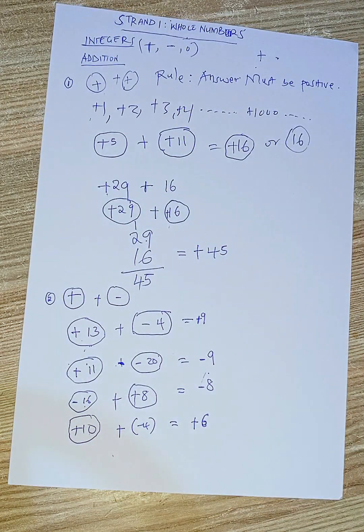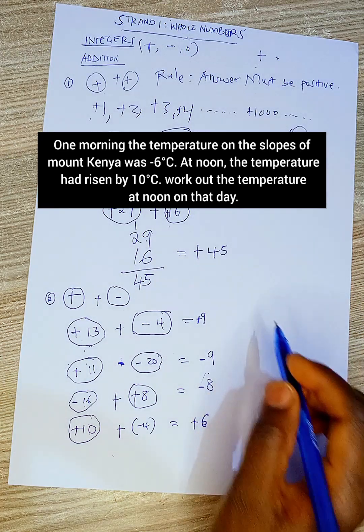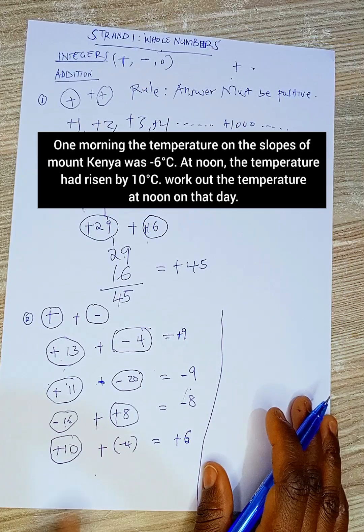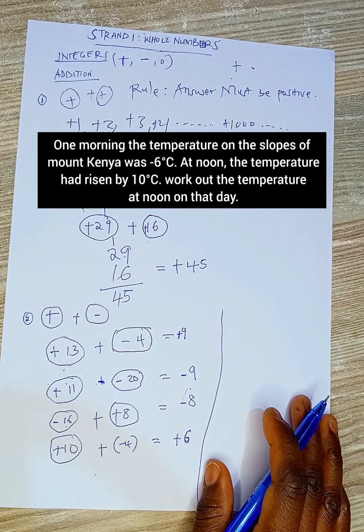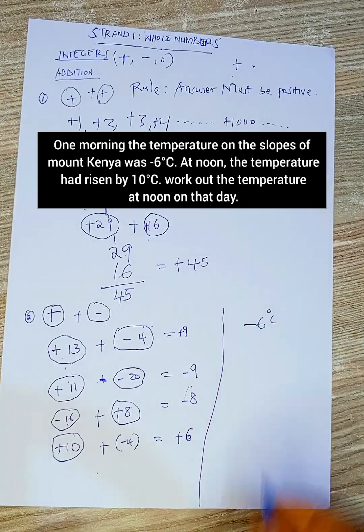We have another example. One morning, the temperature on the slopes of Mount Kenya was negative 6 degrees Celsius. At noon, the temperature had risen by 10 degrees Celsius. Work out the temperature at noon on that day.